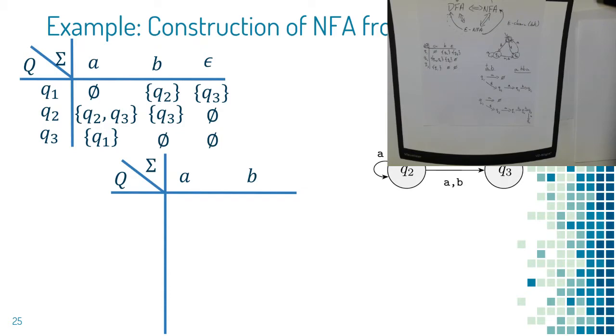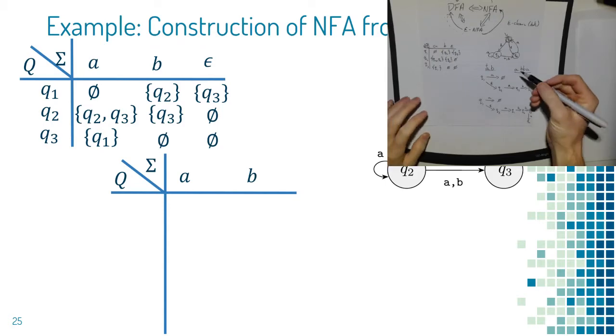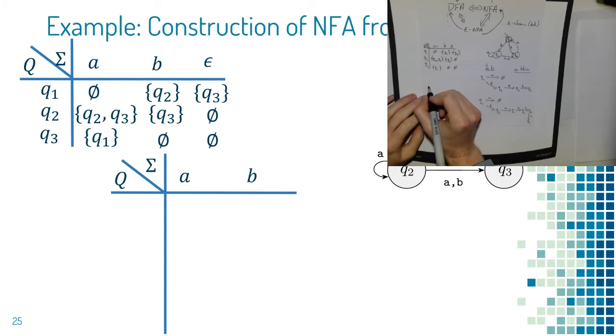So epsilon essentially allows you to transition along that path even though it's not there in the input. It's an empty input, it's nothing. So you can transition between two states without actually reading from your input string. What we're going to do is keep that in mind when we actually define our DFA.